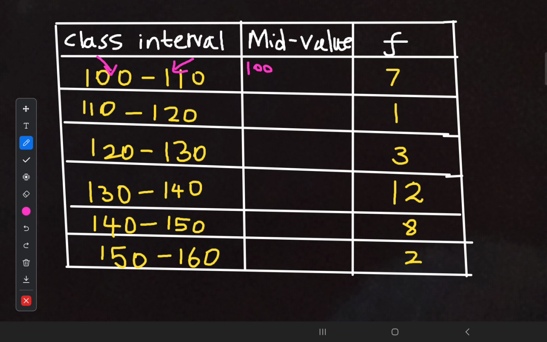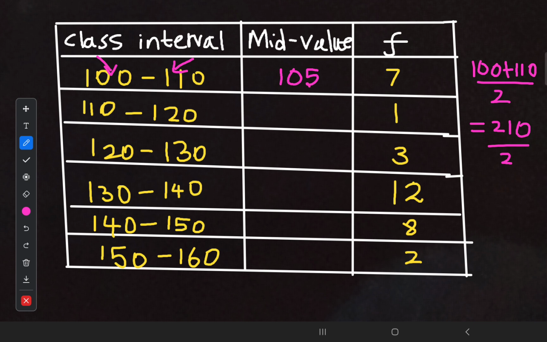100 plus 110. You should add your 100 plus 110. Then that should be divided by number 2. So 100 plus 110, that is 210, should be divided by 2. So 210 divided by 2 will give you 105.